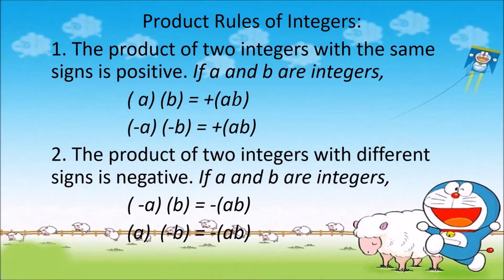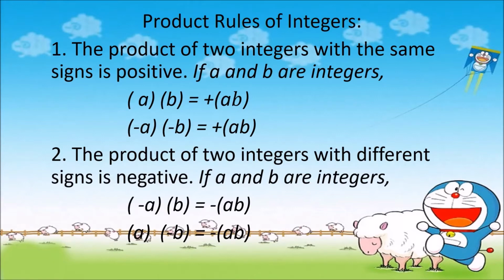So, I hope it is also clear how we multiply integers. When the signs are different, the product sign is negative. When both are negative or both are positive, it means the product sign is positive.